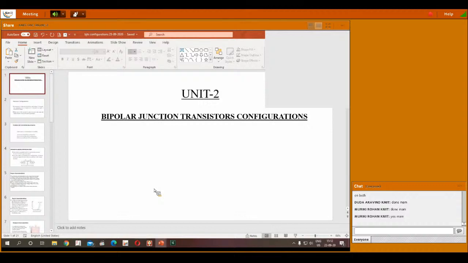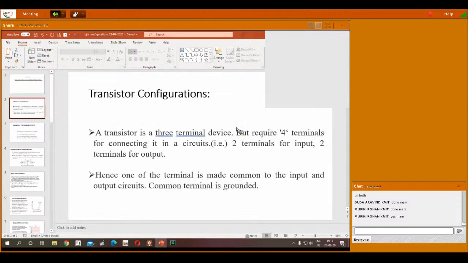To obtain those characteristics, we take one of the terminals as the common terminal and verify the characteristics. High input resistance, low output resistance, and high current and voltage gains are suitable for use as an amplifier. As we have three terminals, if I take one terminal as common, then I have three configurations. Out of the three, which is suitable, we will learn from this BJT transistor. Okay, now this is the basic idea.